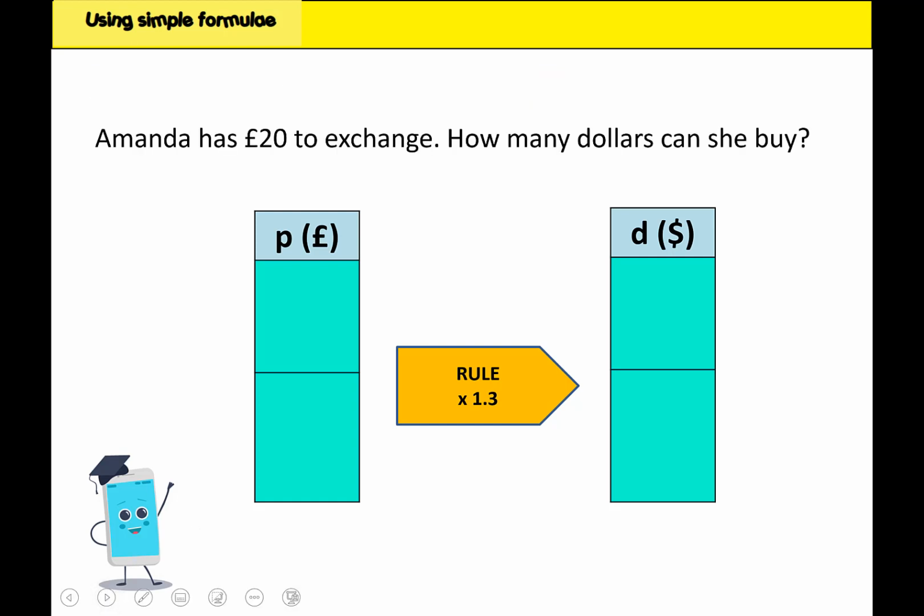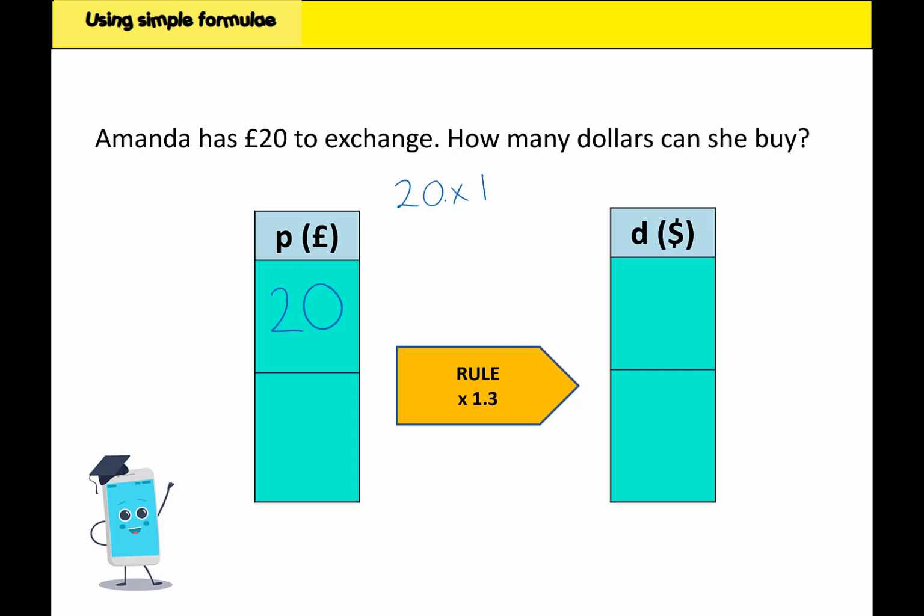Amanda has £20 to exchange. How many dollars can she buy? So what information do I have? I've got my pounds. So I'm going to write in here my pounds. Now I can very easily see which way to apply my rule now. I know that I need to multiply it by 1.3 to get to the dollars. Okay, so there's two different ways you can do this. Well, there's more than two different ways.